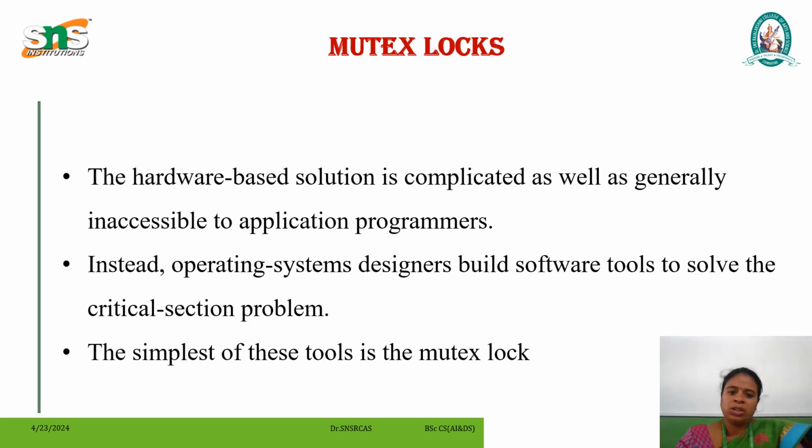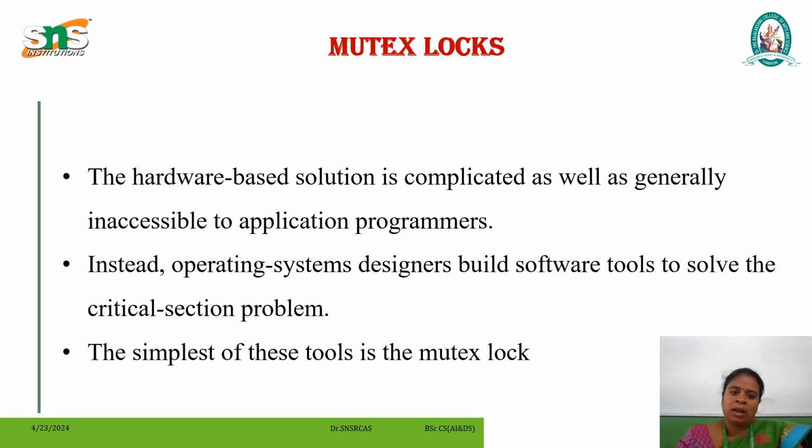Next one, mutex lock. The hardware-based solution is complicated, so generally inaccessible to application programmers. Instead, operating system designers build software tools to solve the critical section problem. The simplest of these tools is the mutex lock. The mutex lock is used to protect the critical section and thus prevent race conditions. A process must acquire the lock before entering the critical section. It releases the lock when it exits the critical section. The acquire function acquires the lock and the release function releases the lock.